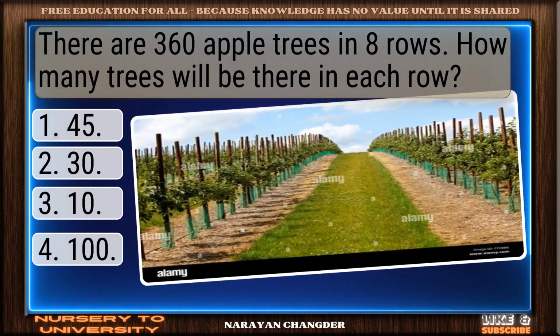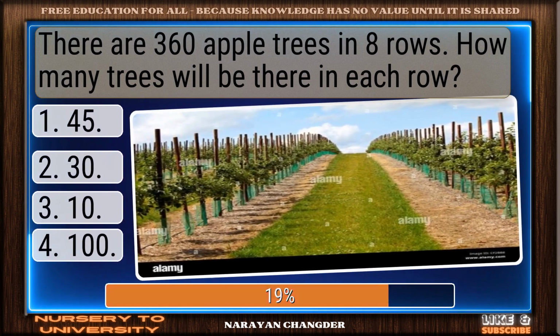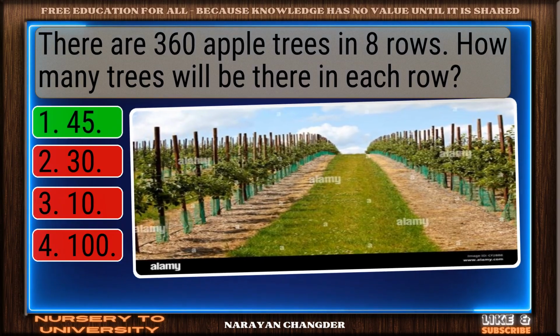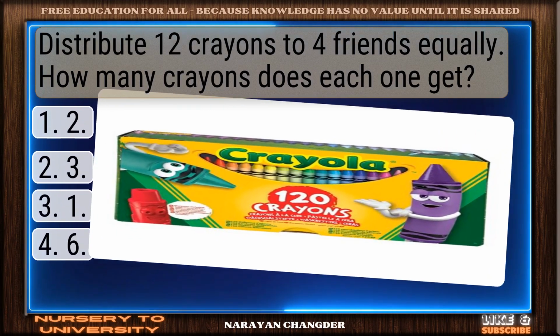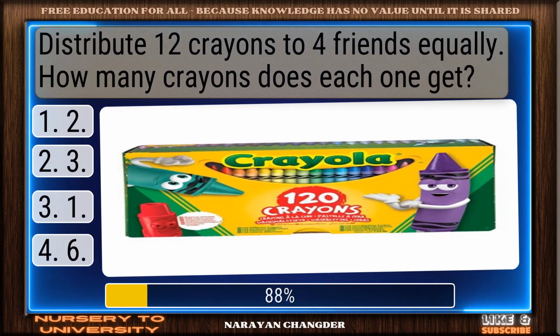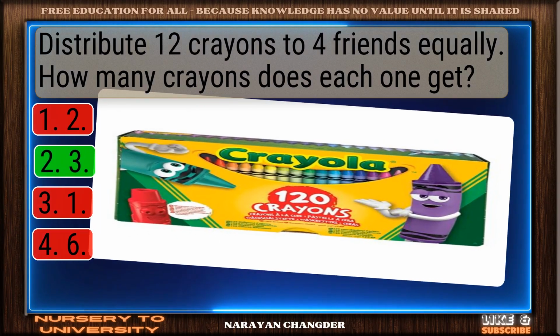There are 360 apple trees in 8 rows. How many trees will be there in each row? On track. 45 is the correct answer. Distribute 12 crayons to 4 friends equally. How many crayons does each one get? Strong choice. 3 is the right answer.